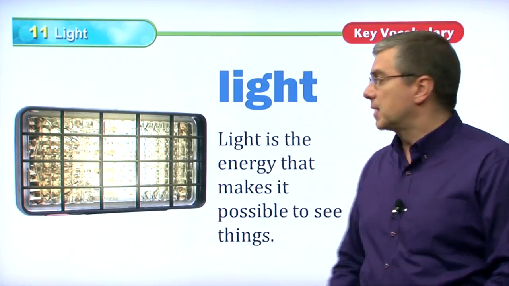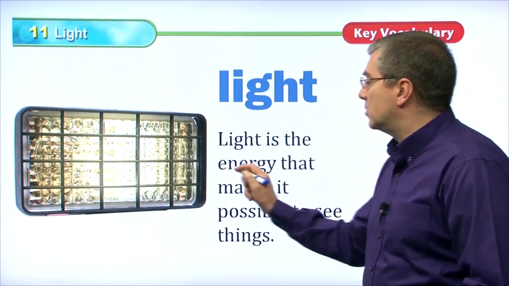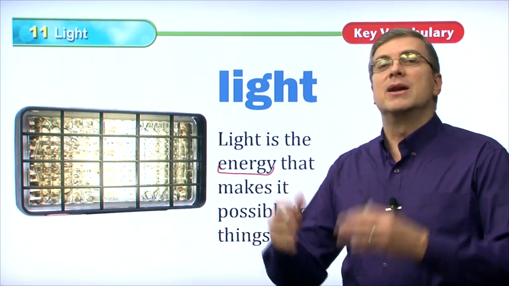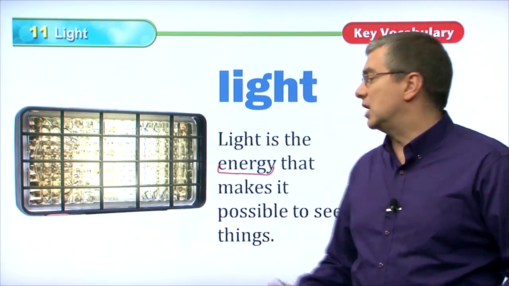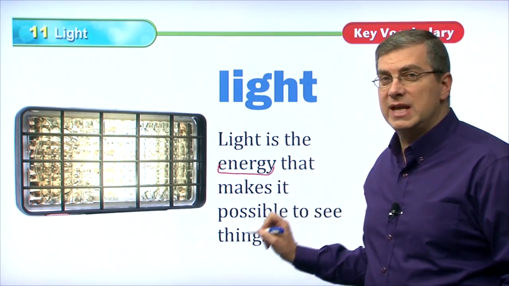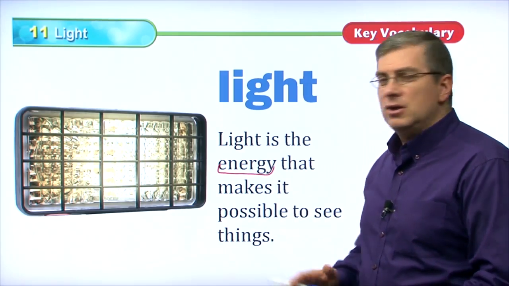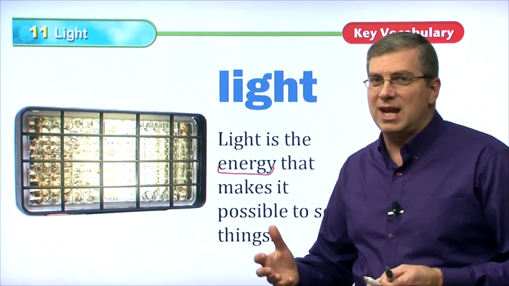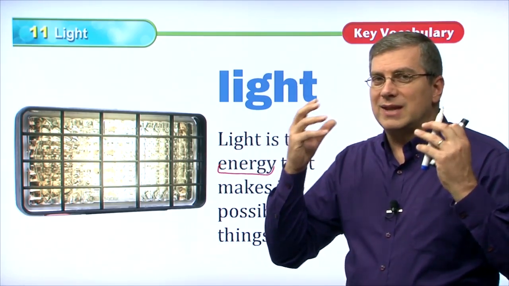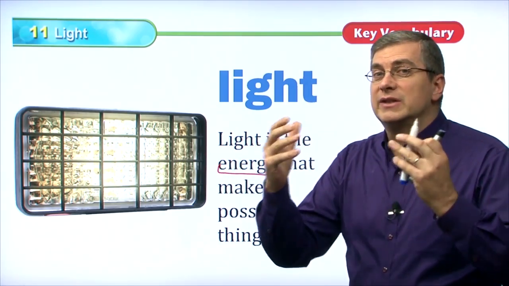What is light? Light is the energy. We're talking a lot about energy in this book, aren't we? There are many different types of energy. Light is the energy that makes it possible to see things. So remember, energy is something that causes change, right? So if we see with this energy, it allows us to see things.